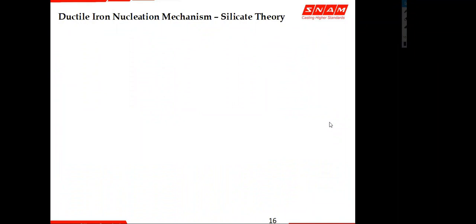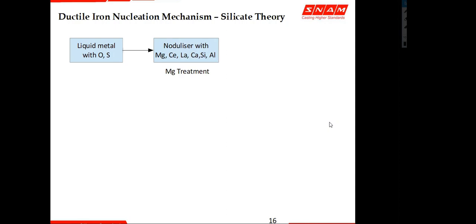This is one of the theories, the silicate theory, which talks of how the nucleation happens. You have liquid metal with oxygen and sulfur in it, and you do a magnesium treatment. You start introducing magnesium, cerium, lanthanum, calcium, silicon, aluminum, these elements from your treatment alloy, into the liquid metal, and then you do an inoculation, and these elements get added to your liquid metal. Up to this stage, your entire process has just liquid metal with these elements interacting with each other, forming different compounds based on the affinity.